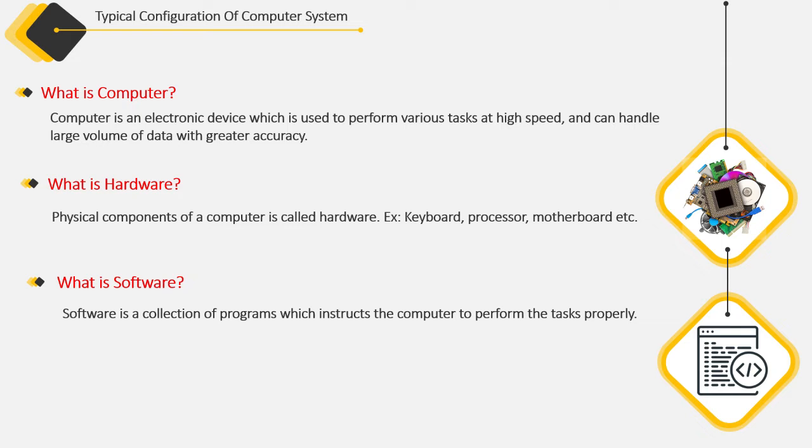What is hardware? Any physical component of a computer is called hardware. These components may be internal or external components. Examples: keyboard, processor, motherboard, etc. What is software? Software is a collection of programs which instructs the computer to perform the task properly.